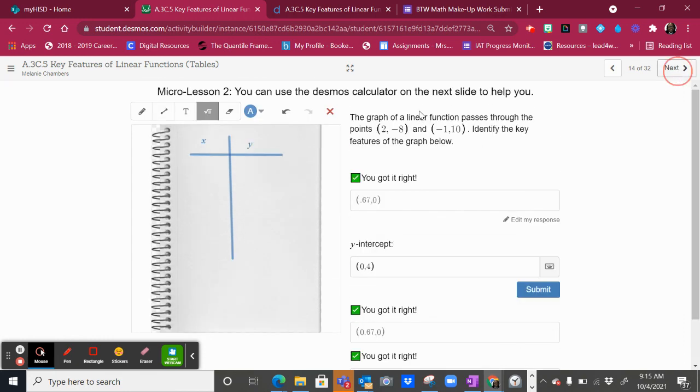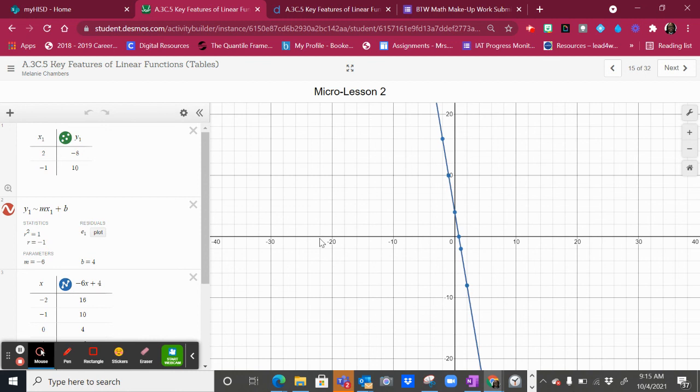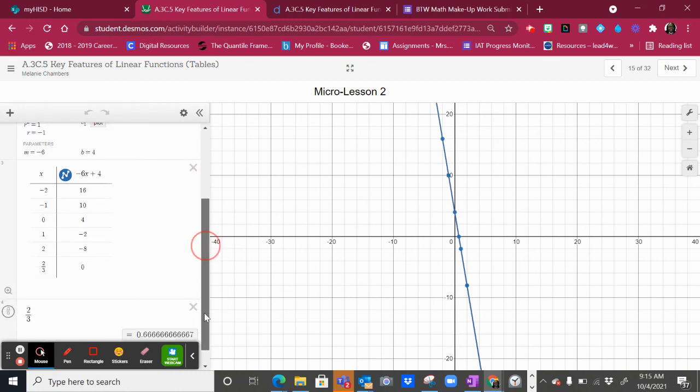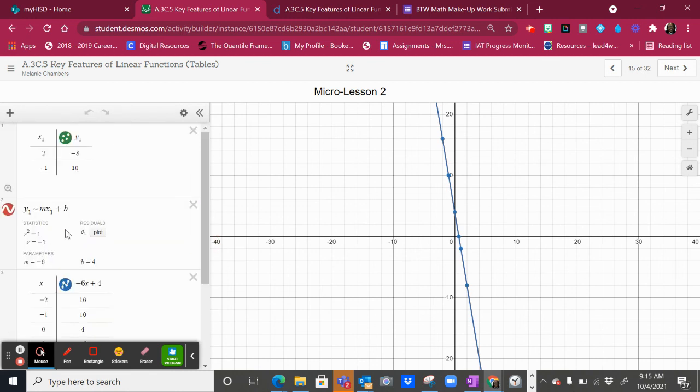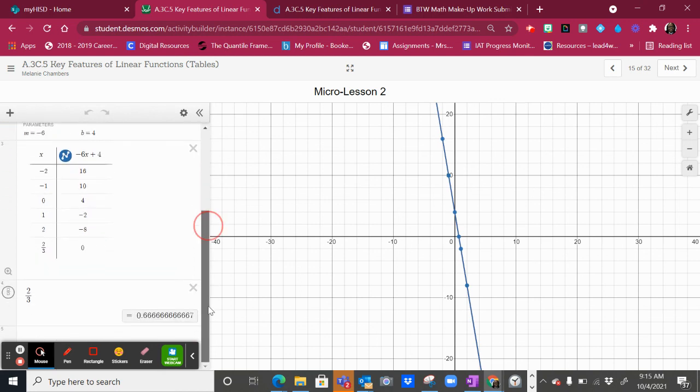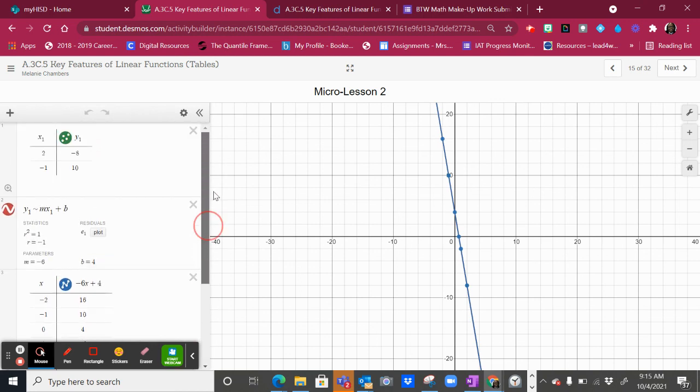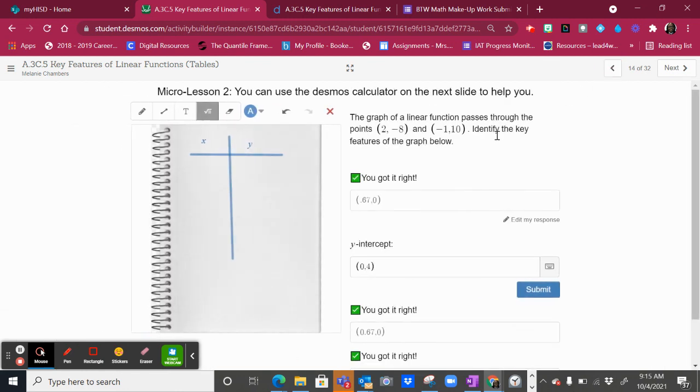Always put in your graph, and use the Desmos calculator to get all your information. Notice that once I knew what the equation was, I typed it and then I converted it to a table, and I was able to find what the x-intercept and y-intercept are. All right, if you have any further questions, make sure you ask.